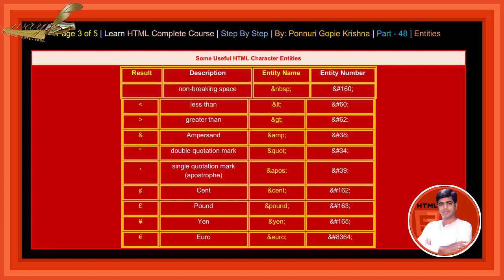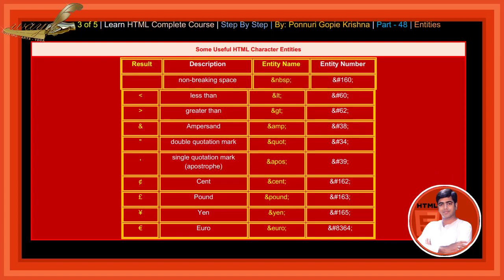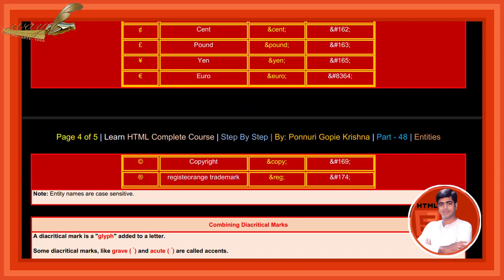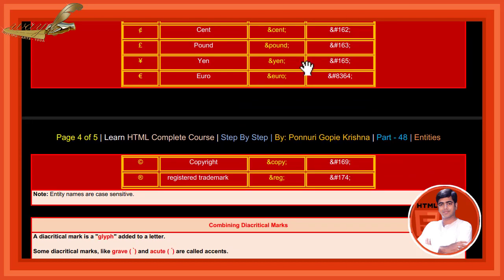See here some useful HTML character entities: non-breaking space, &nbsp; or &#160;. Less than, &lt;. Greater than, &gt;. Ampersand, &amp;. Double quotation mark, single quotation mark, apostrophe. See here cent, pound, yen, euro, copyright. For using copyright, we should use that entity. See registered trademark. Note: entity names are case sensitive.